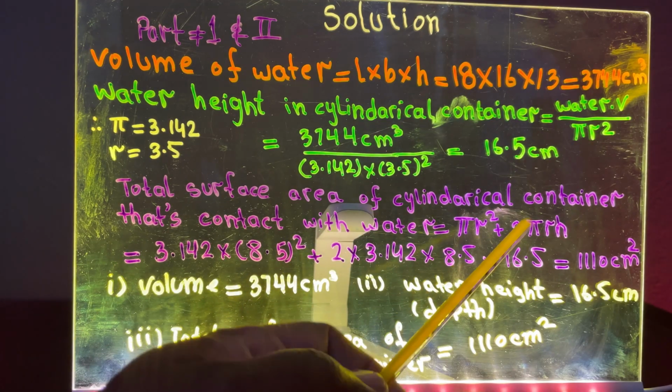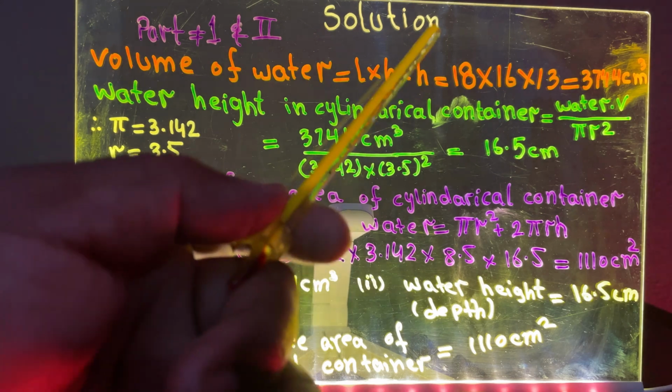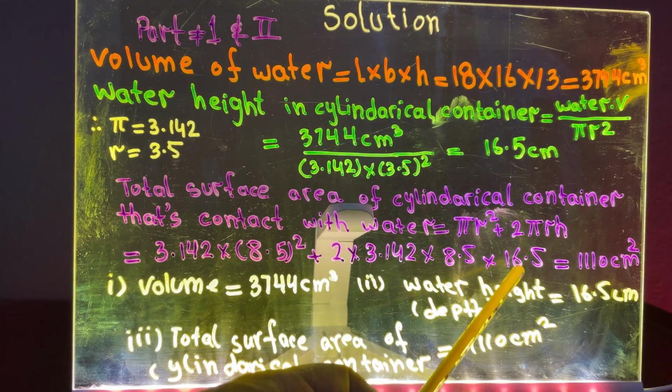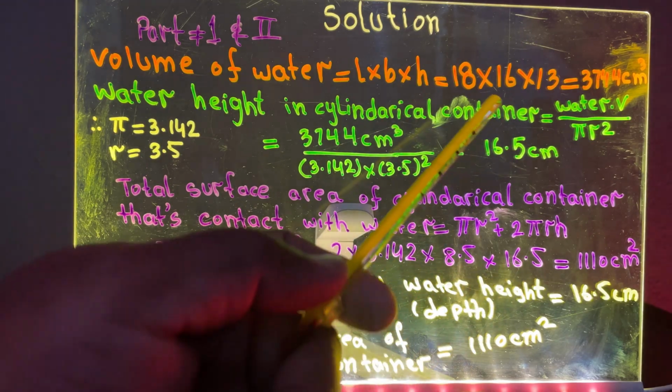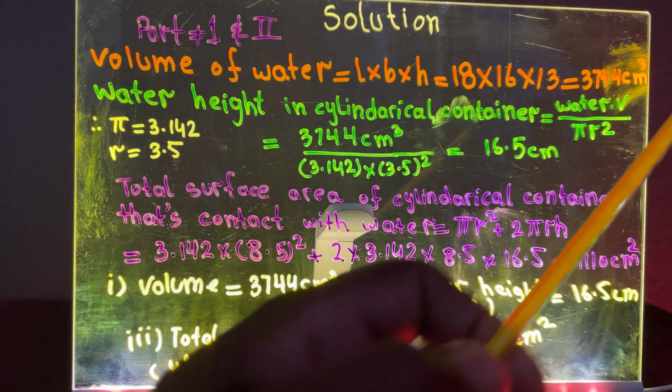Then the plus sign is used same like this. And here are the other parts. In the total surface area, we will use these two quantities that are already solved above or given in the question. So after solving this, 3.142 multiplying by 8.5 square plus 2 multiplying by 3.142 multiplying by 8.5 multiplying by 16.5. 16.5 is taken from here. So when we solve all these, we will get 1100 centimeters square.